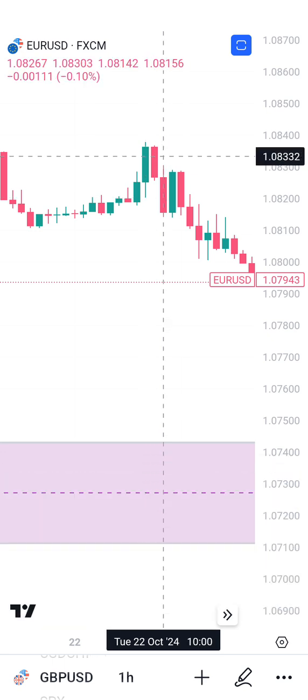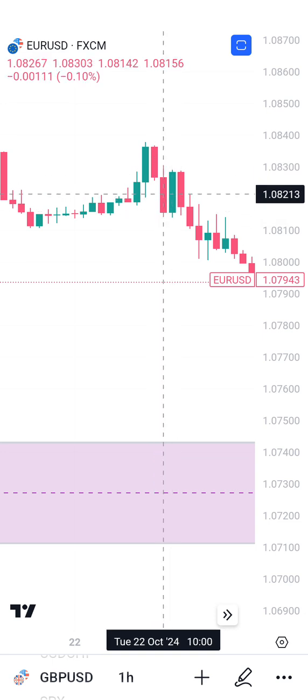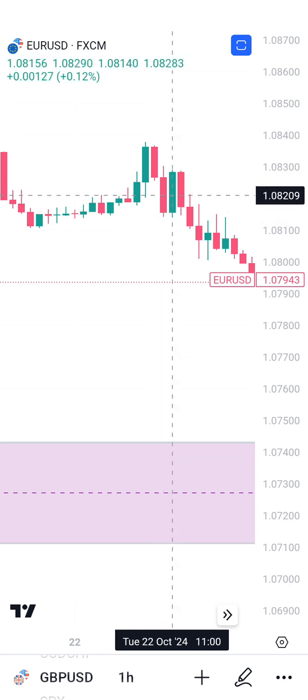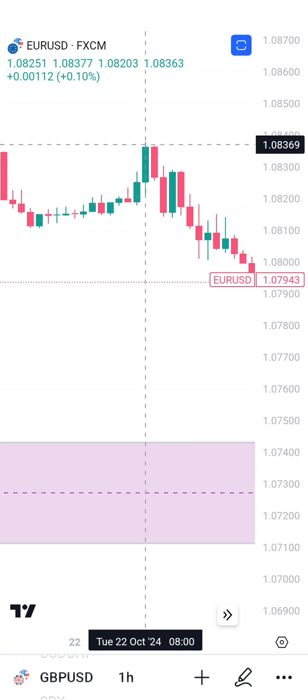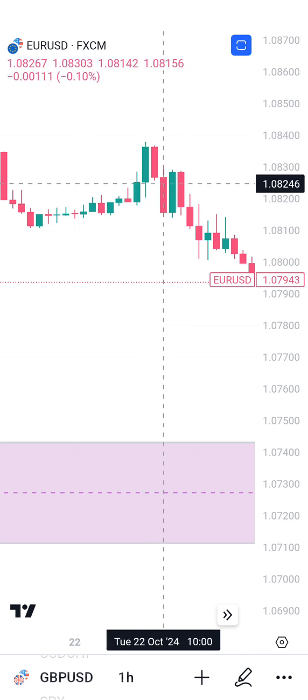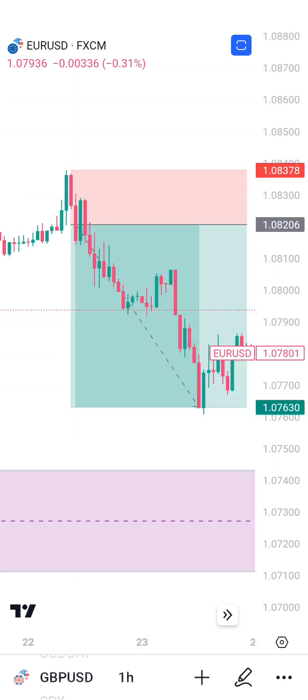So what do you do? You take an entry around this zone. This bullish candle is what retraced into the order block. So the high here becomes your stop loss. Then you target risk 1 to 2. So let's see if price was able to hit risk 1 to 2. You can see it now.